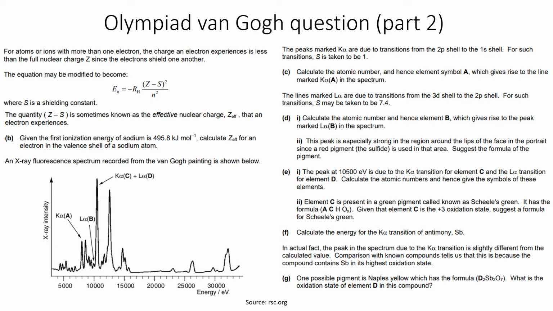And there are a couple of other bits and bobs in the question to do with the compounds that are these pigments. There's the sulfide coming up in D part 2, and then we've got another pigment, Scheele's green, E part 2. So I won't spend so much time looking at these pigments. We've got Naples yellow there at the end. But there you go, that's a bit of discussion about what's involved in the question.